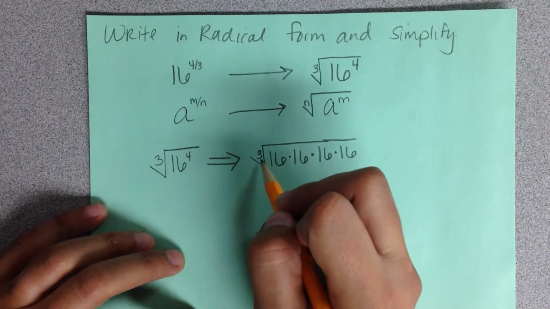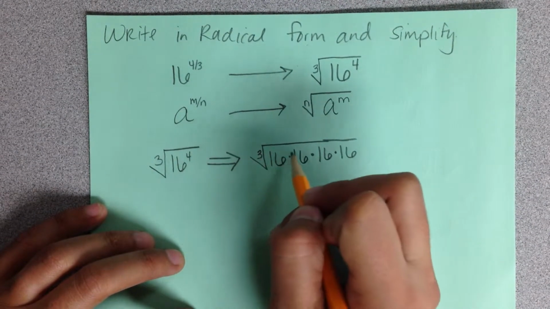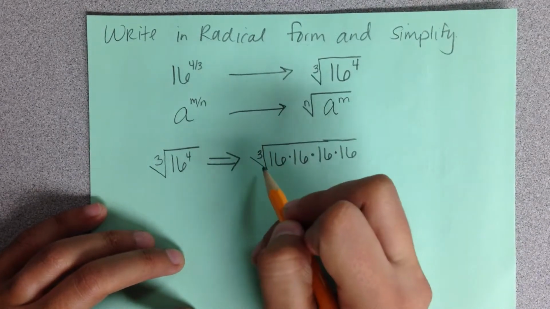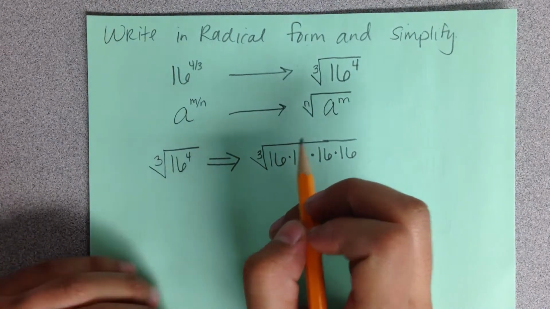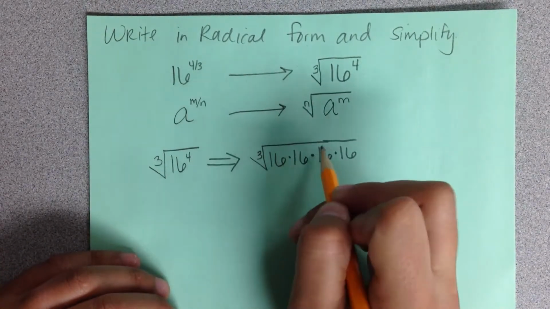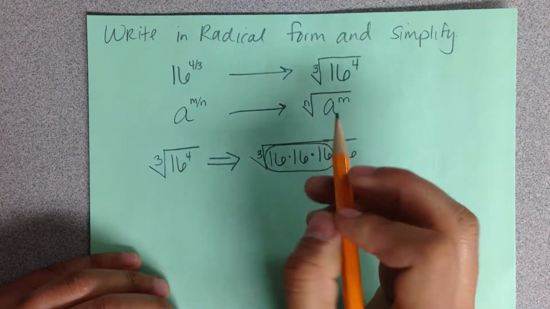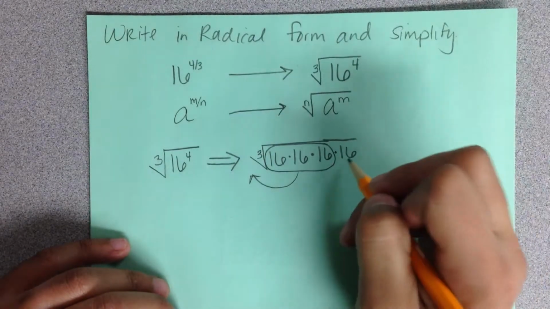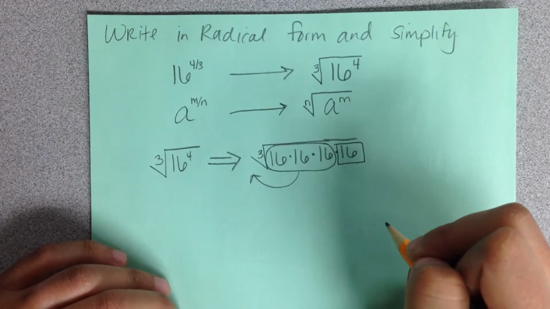So remember, with radicals, you want to look at your index. Your index always tells you what groups you need to make in order to pull that number out. So our index of 3 tells us that we need a group of 3 to pull something out. So we have a group of 3 16s, right? So we circle our group of 3. That's what we're going to be pulling out. Whatever's left over, this other 16, that's going to stay inside.